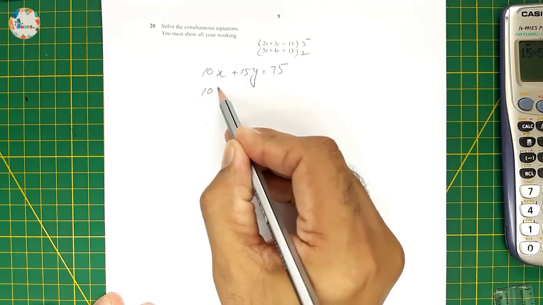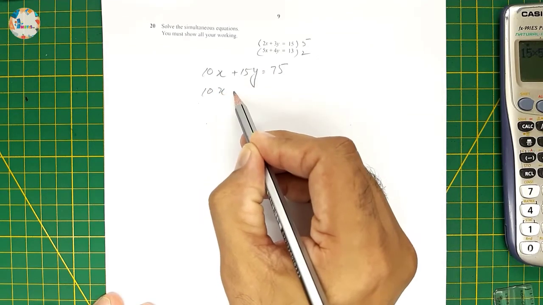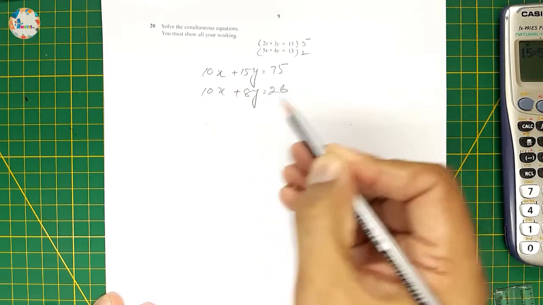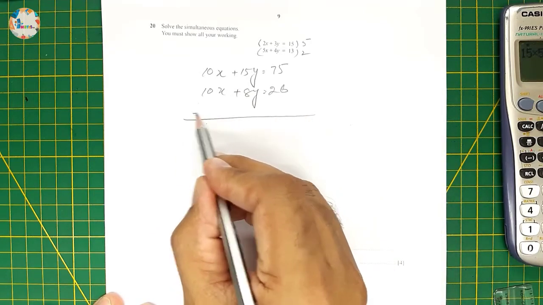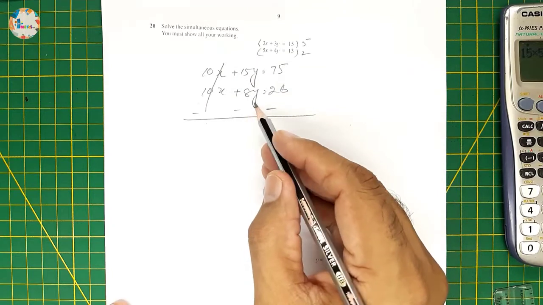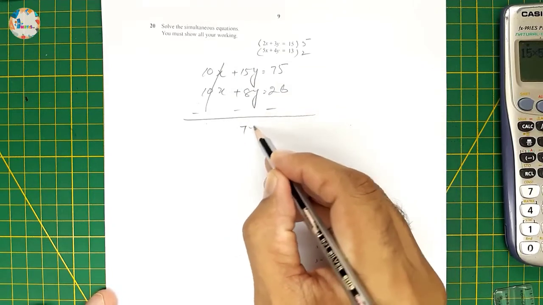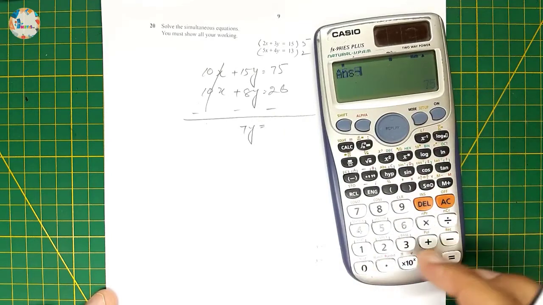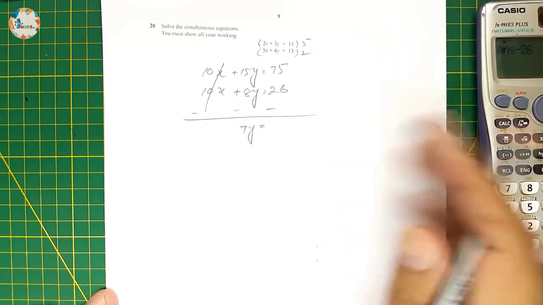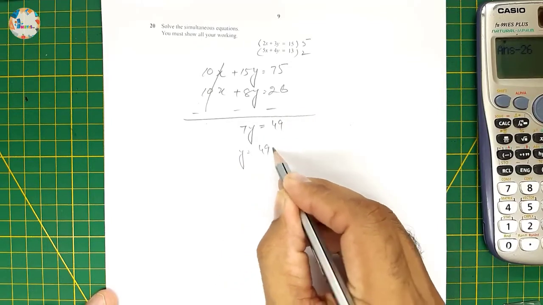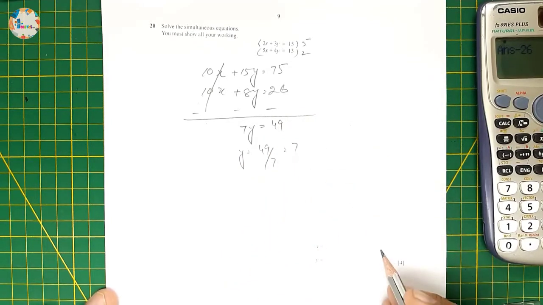Second equation we can multiply by 2: 10x plus 8y is equal to 26. Now we can subtract, change sign, this will be cancelled. Now 15 minus 8 will be 7y. 7y is equal to 75 minus 26, which is 49, and y is equal to 49 over 7. So y value is 7.